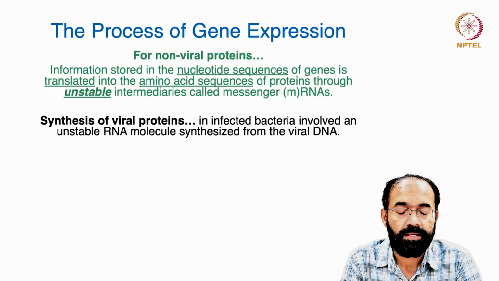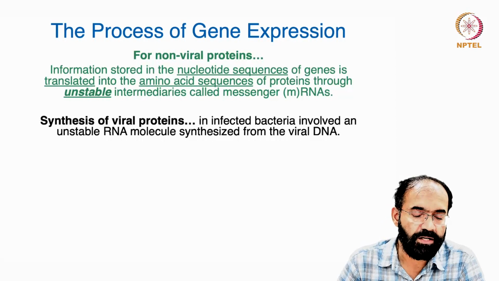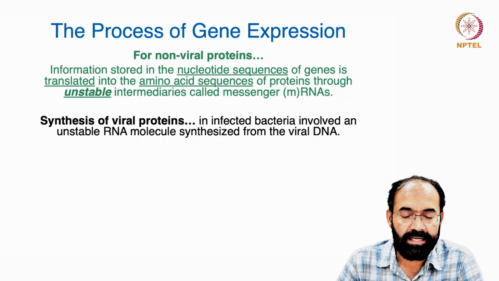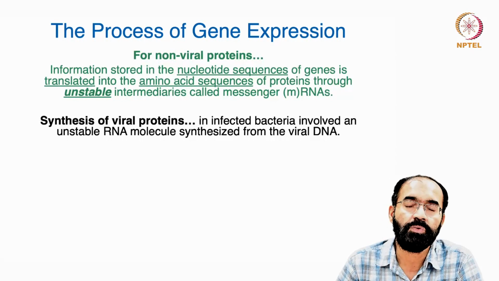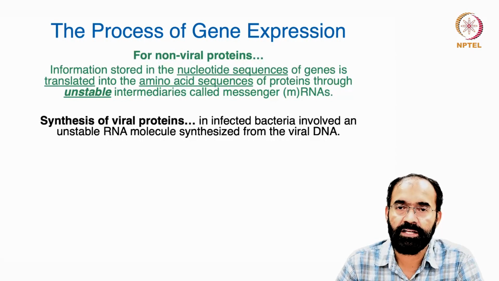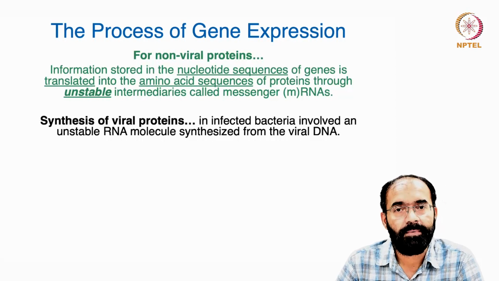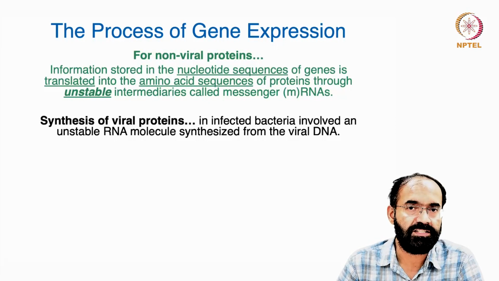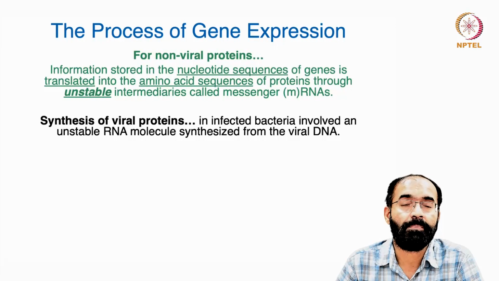So if you look further, for some of the non-viral proteins, the information stored in the nucleotide sequence of genes is translated into amino acid sequence of proteins through an unstable intermediate called mRNA, which is usual for bacteria, other eukaryotes, and even viruses. But viruses, their genome is small, so they have certain unique elements that can fool the system, or mislead the eukaryotic system, as if it can recognize a middle portion of the mRNA as a tip of the mRNA or the 5' end of an mRNA.